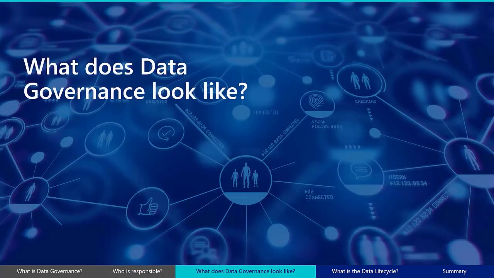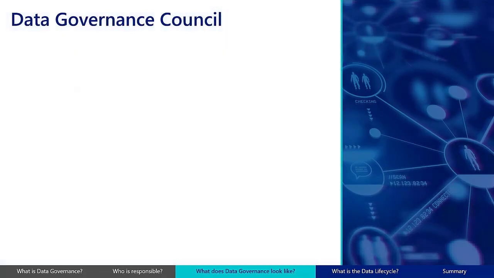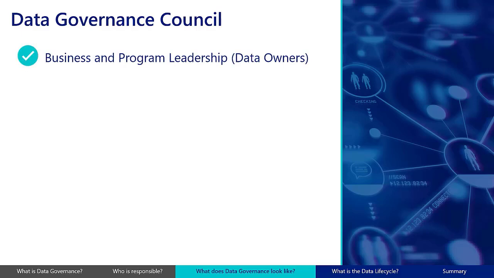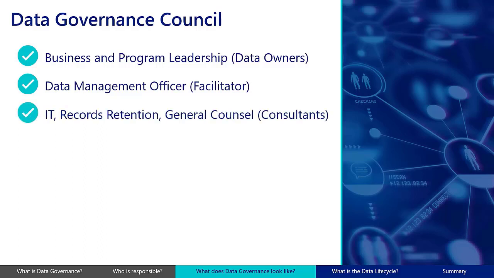What does data governance look like? We've already established that data governance is the exercise of authority and control over the management of data assets. And a data governance council or other executive body that reports through the business or mission function is a best practice. A Data Governance Council is a strategic body made up of persons in the organization who are accountable for business or program area operations or the organizational mission. And the council is typically facilitated by the data management officer or similar role. The council may also have others in a consultative role, such as IT, records retention, and general counsel staff.